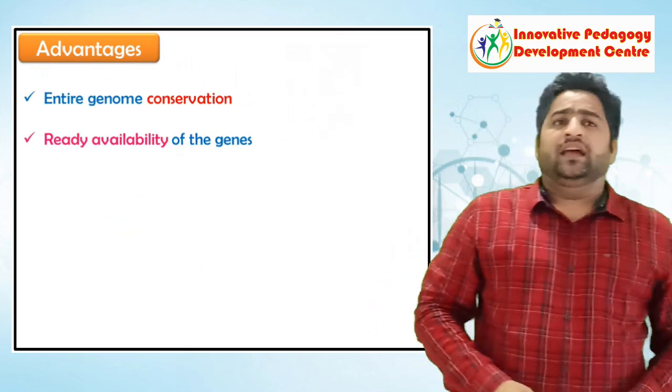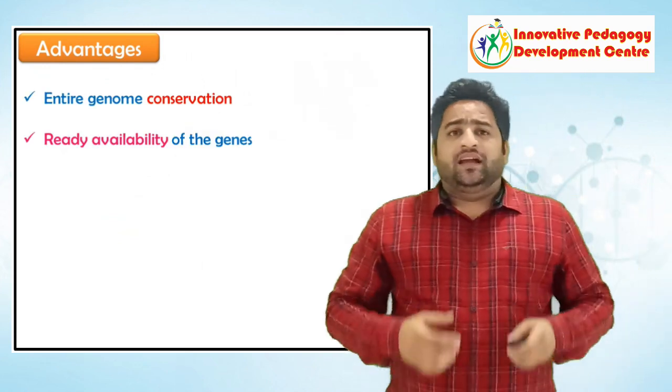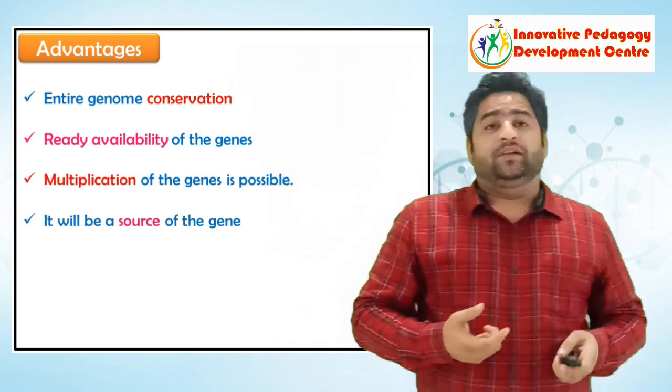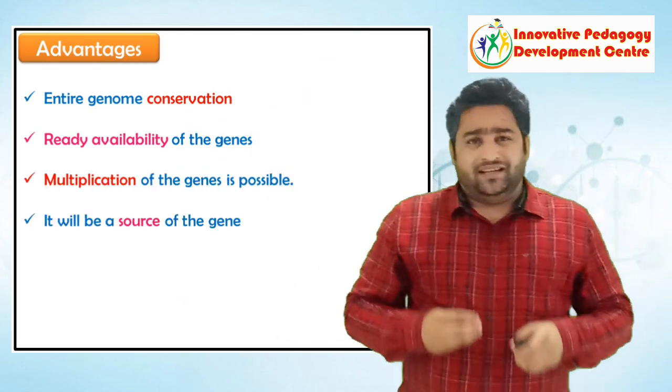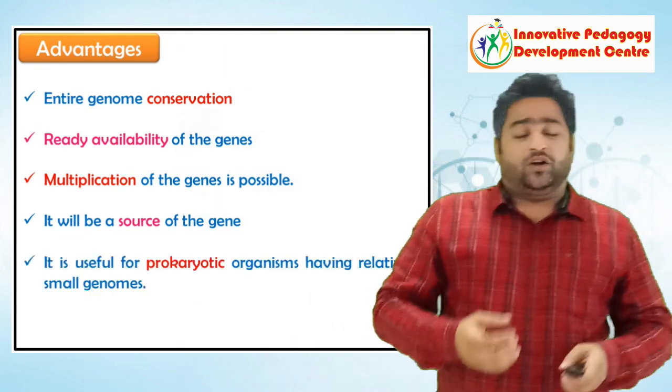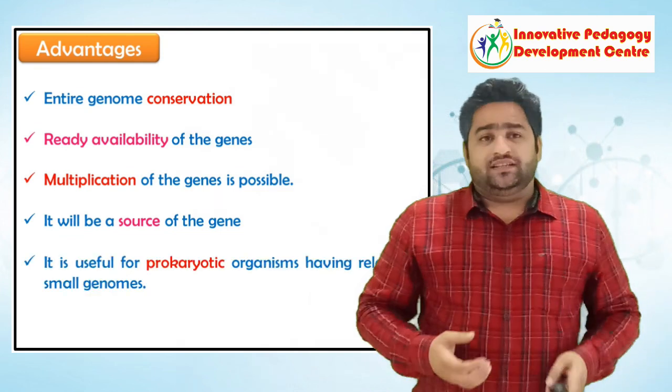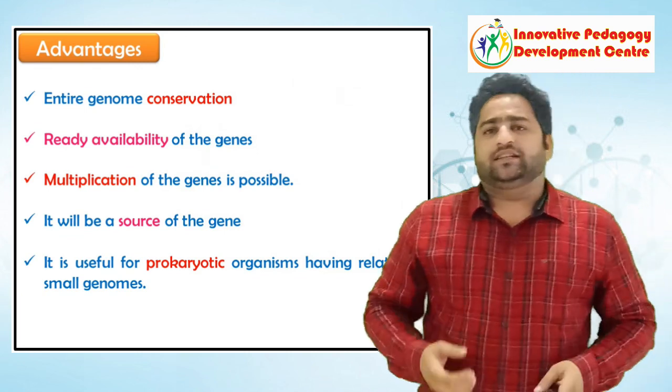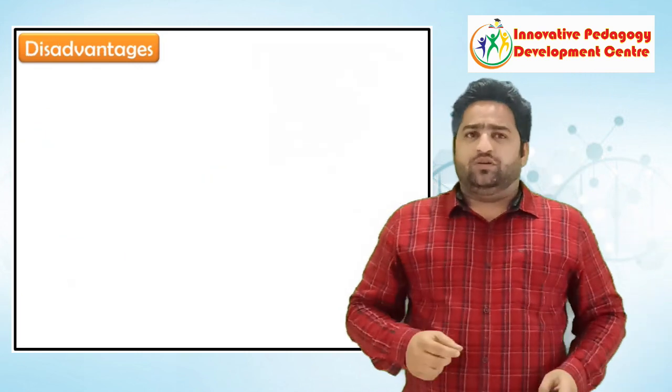Advantages of the genomic library: the entire genome is conserved. There is ready availability of genes. It provides the multiplication of genes. It is a source of genes. It is useful for prokaryotic organisms having relatively small genomes.